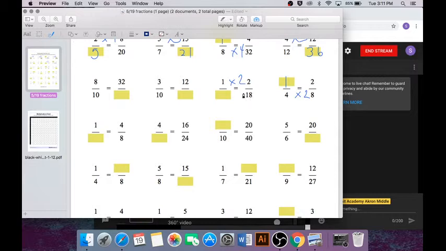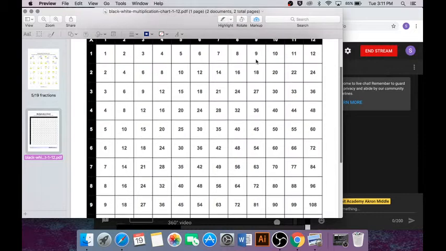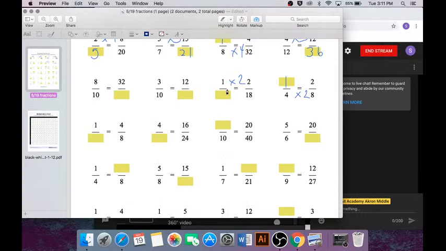So we're going to look at our 2 times table to find 18. In our 2 times table, 18's over here, and we see that 2 times 9 is 18. So our denominator is going to be 9. 1 times 2 is 2. 9 times 2 is 18.